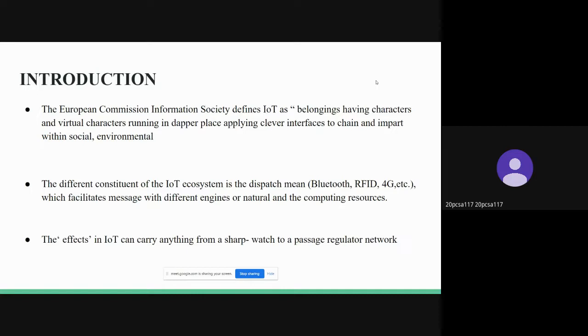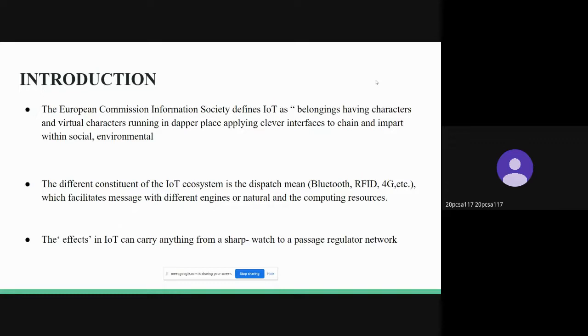The introduction. The European Commission Information Society defines IoT as having characters and working characters running in a database, applying a clever interface, chain and impact with social and environment. So the food security architecture for agricultural chain efficiency uses ICT tools such as Internet of Things as well as big data analysis. To avoid loss in agriculture, a security architecture was developed through smart agribusiness supplies.